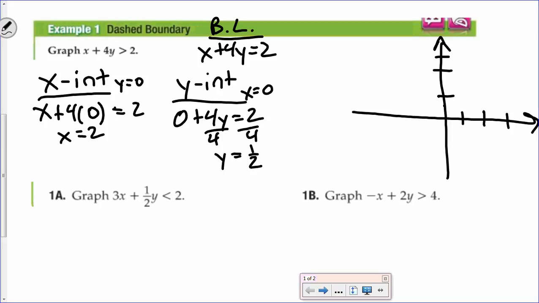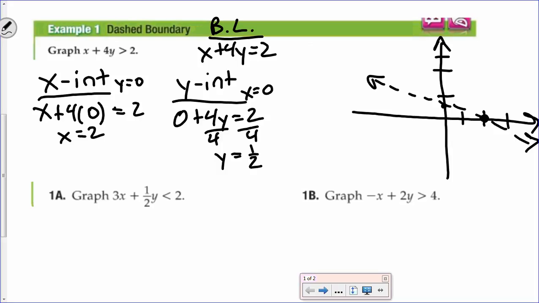Make it a little bigger anyway, easier to graph as well. So now I put my intercepts on there. And now I'm using a dashed boundary line. Okay, so now we want to see where the shaded region should be, where the solutions are.